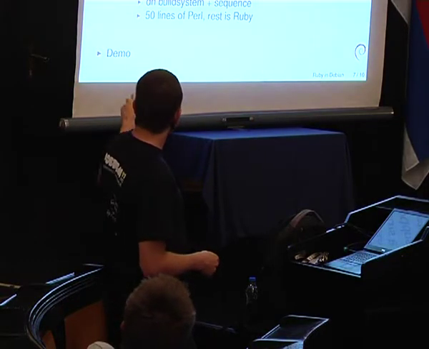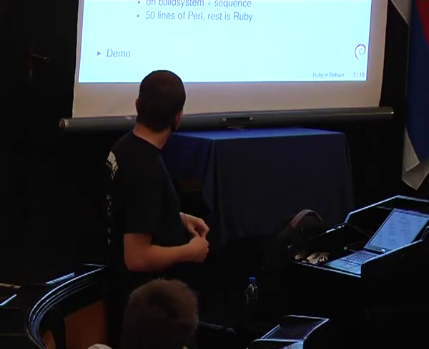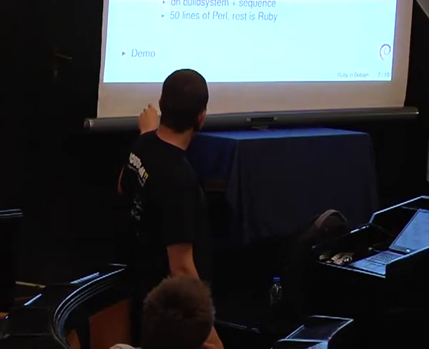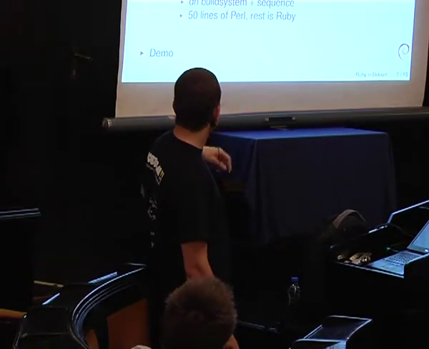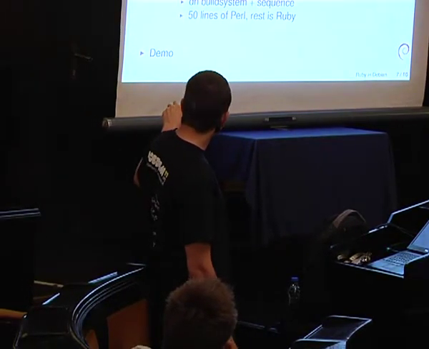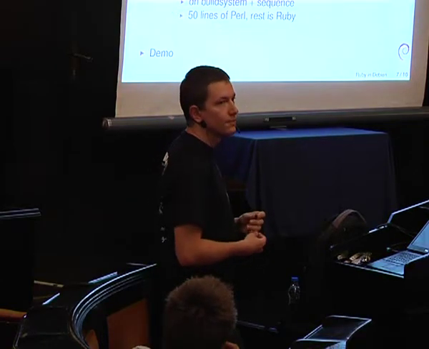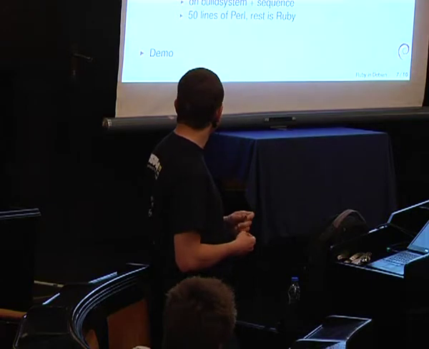So we run test suites after the build. And the implementation is both a DH build system and a sequence, which is just technical DH stuff. And it's about 50 lines of Perl, and the rest of it is Ruby. So all the important stuff is in Ruby.